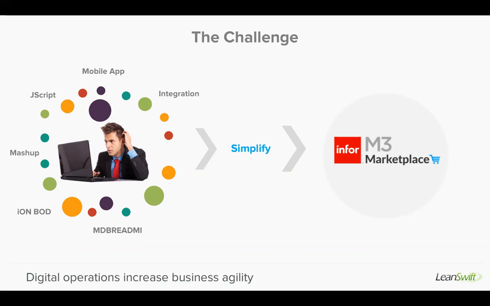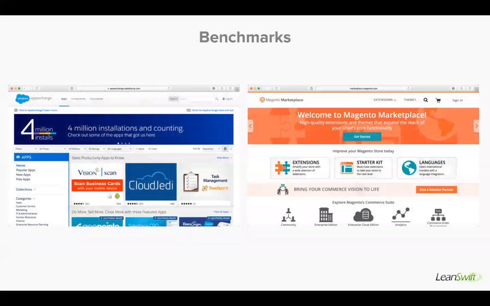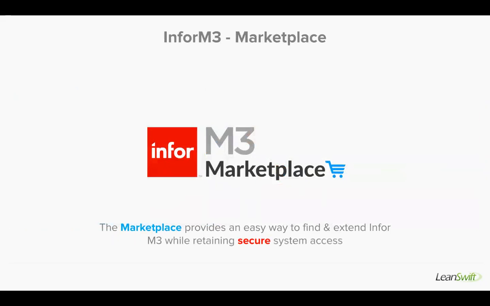The key thing we're going to focus on today is how our digital operations increase agility. When it comes to the marketplace, there are some benchmarks out there. Magento has a great marketplace. Salesforce has a great marketplace. Oracle has a marketplace. Everyone has a marketplace. And now even Infor M3 has a marketplace.